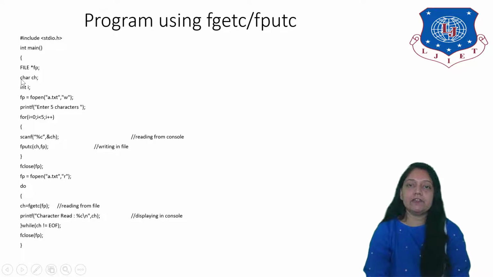You can see here we have seen a very simple program of reading 5 characters from the console and writing those 5 characters in the file. So first we have used fputc, and then afterwards using fgetc we have read the same data from the file.